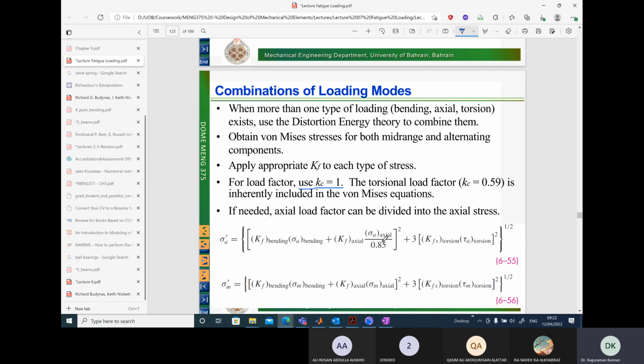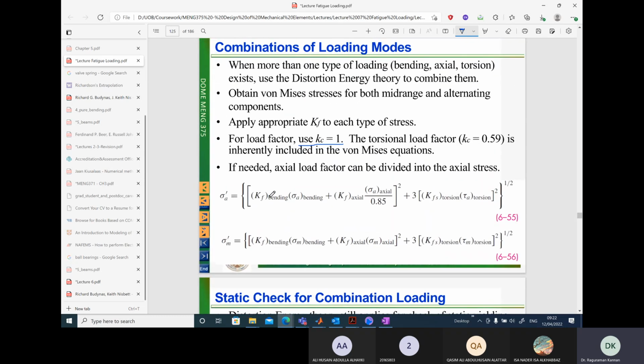We can see for the axial load, the Kc value equal to 0.85 is already included here. And the torsional load is included by the factor 3 that appears over here and here. Notice that between the mean stress and the amplitude of stress, there is some difference. For the amplitude of stress, we use the Kc value 0.85 corresponding to the axial load, but in the mean stress, we do not use that. So this is a standard formula. You will apply this formula with Kc value equal to 1 and then calculate the SE value and do the problems.